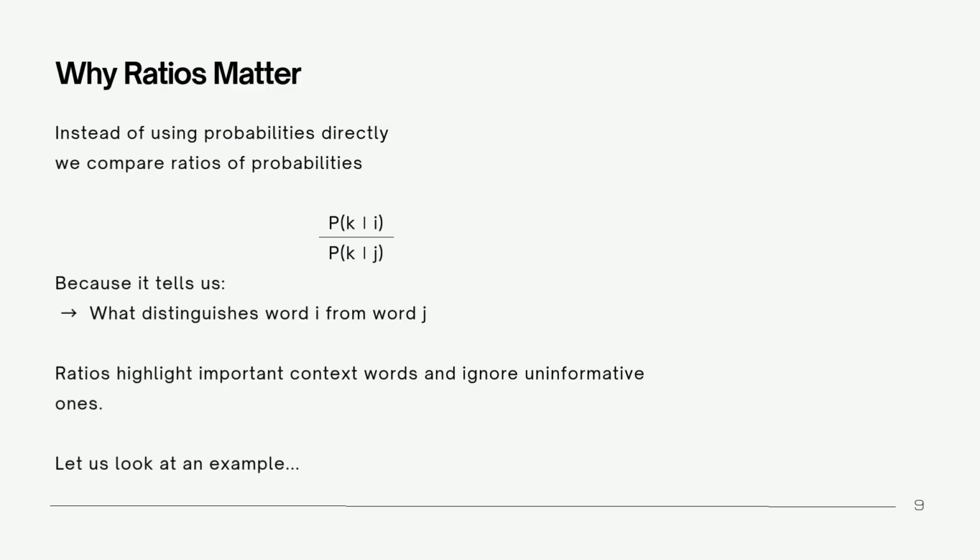Now we come to the most important idea in the GloVe paper. Instead of using probabilities directly, GloVe uses the ratio of probabilities. This might seem like a small change, but it is actually very powerful. The ratio tells us what distinguishes one word from another. Instead of asking how often a word appears, we ask how its relationship compares between two different words.